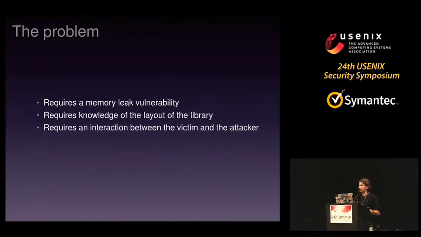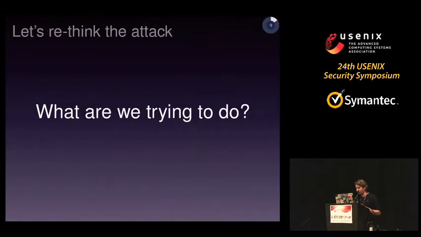And finally, a thing that usually people don't think about, you also need a communication channel back to the attacker. So if your exploit is deployed to, for instance, an air-gapped machine, you will not have a communication channel back to the attacker, and you will not be able to leak the address of printf and perform the so-called two-stage attack. So we're going to try to face these issues. But let's try to rethink the attack. What are we actually trying to do?